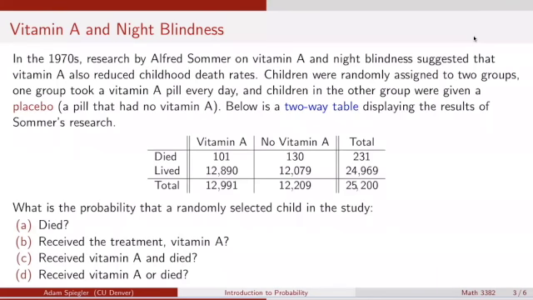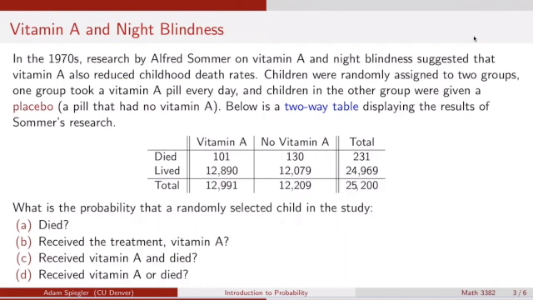Okay, so let's apply our understanding so far of working with probabilities in sample spaces to the following example. In the 1970s, research done by Alfred Sommer on vitamin A in night blindness suggested that vitamin A might also reduce childhood death rates. So they were checking to see what effect vitamin A had on night blindness. And at the same time, they were observing what seemed to be possibly a connection between vitamin A and maybe a reduction in the death rate.